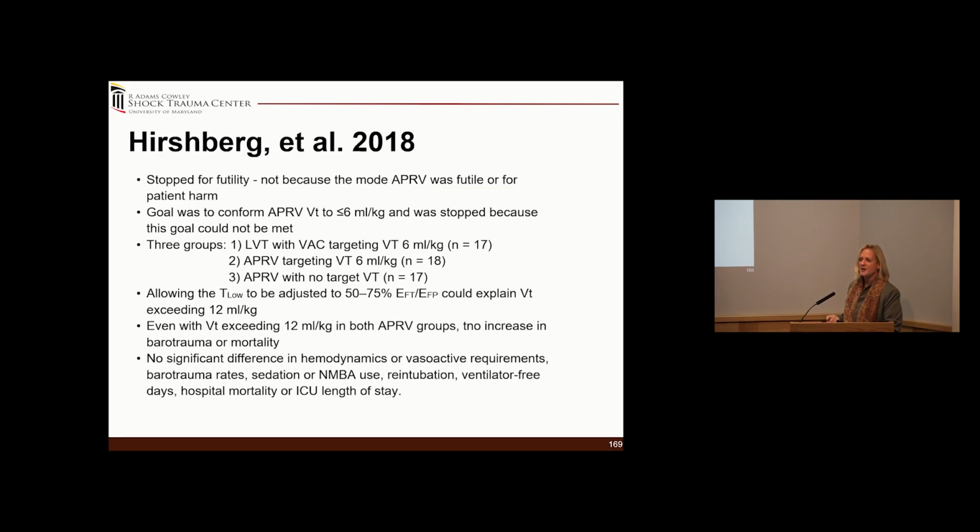They wanted to keep it low tidal volume, but no matter what they did, they could not reduce the tidal volume in APRV. There's a possibility for that because they adjusted that T low to be either 50 to 75%. So you saw how at 50% the volumes will go up, right? So if they targeted 75% solely, maybe the volumes would not have been as high. They had 3 groups: low tidal volume, 6 mLs; APRV, which they targeted 6 mLs; and APRV with no target.